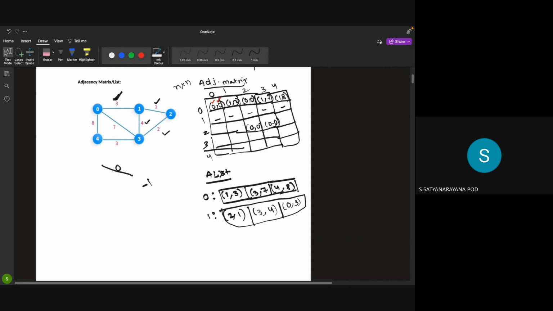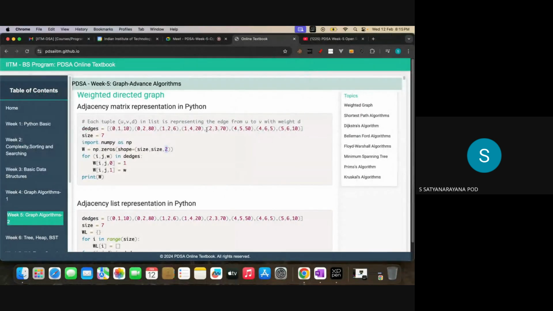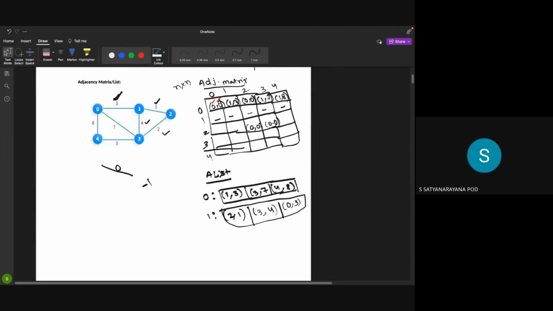Is it clear initially? The NumPy library will go. Hope you understand this particular statement. Okay. Sir, could you please explain again? Yeah, initially the matrix is created with all initial values of tuples of 0, something like this. Is it clear?